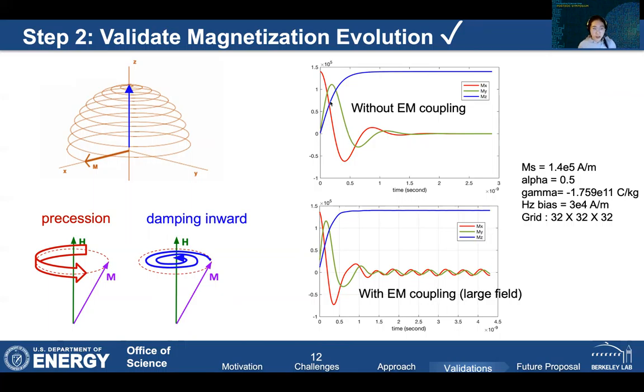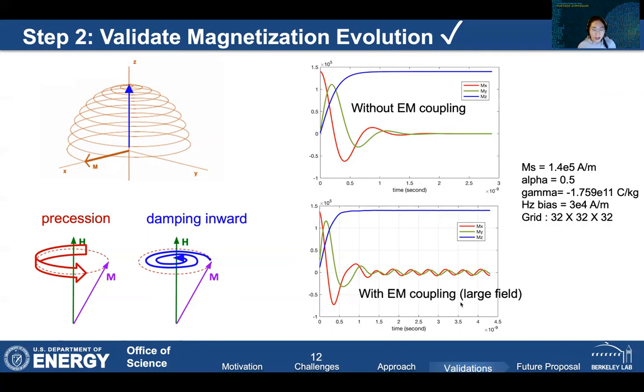The initial M is in the X direction, as shown here. So MX starts from the saturation value. The applied bias is in the Z direction. So MZ increases from zero to the saturation value. MX and MY oscillate with a 90 degree phase difference, which validates the elliptical precession around the Z axis.